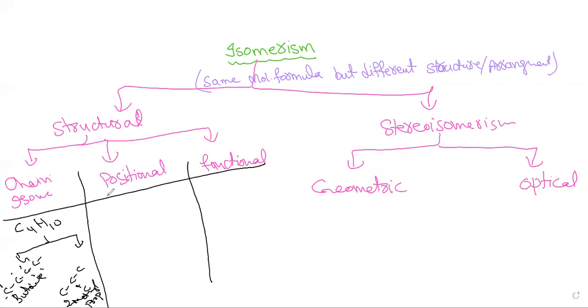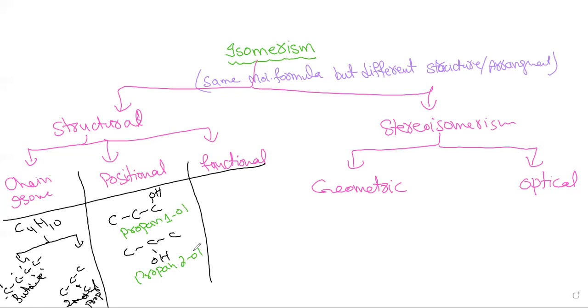Now move toward the positional isomer. We have studied it in alkenes and in alcohols. If you have OH on the first carbon and OH on the second carbon, you have a difference of position. What will be the name of the first compound? It would be propan-1-ol, and the other would be propan-2-ol. So propan-1-ol and propan-2-ol are positional isomers of each other.